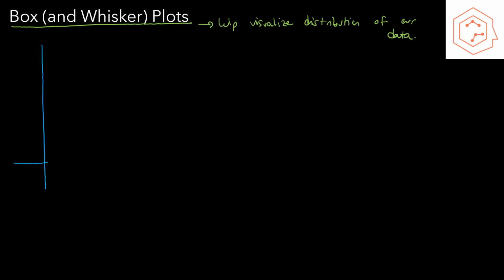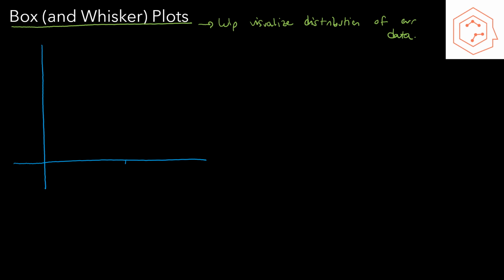So the reason we use quartiles, or one of the reasons we use quartiles, is so that we can draw box and whisker plots, sometimes called box plots. And these help us visualize the distribution of our data, so seeing how it's spread, the shape of our distribution, stuff like that. The way we draw these is that we'll have a graph with two axes. Our x-axis isn't really important.